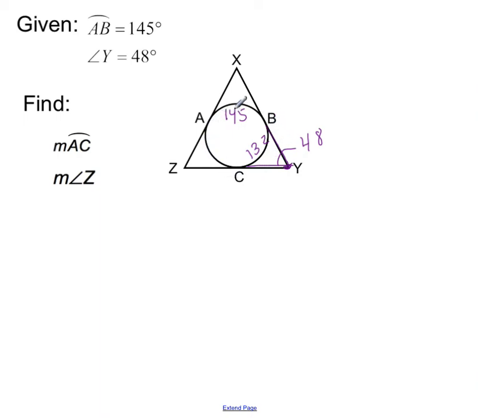Measure of all the arcs in my circle is 360. So if I take 360, subtract 145 and 132, I get 83. And there's the arc that I'm interested in. And now I'd like to find angle Z. Well, angle Z, of course, and arc AC sum to 180 degrees. So angle Z must be 180 minus 83, which is 97.